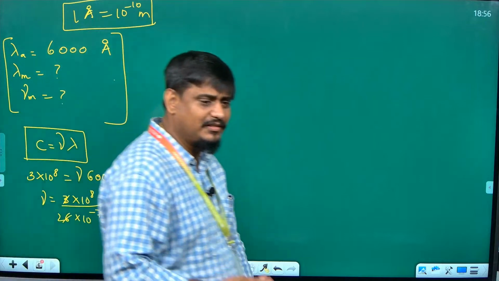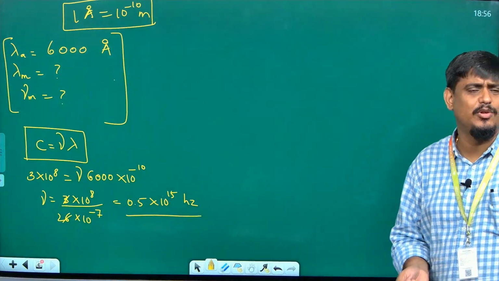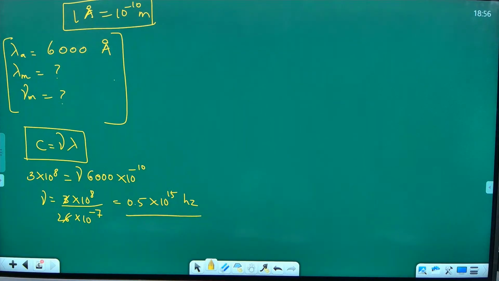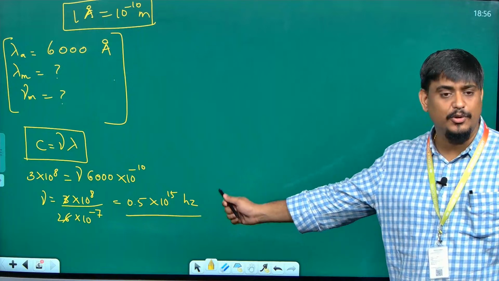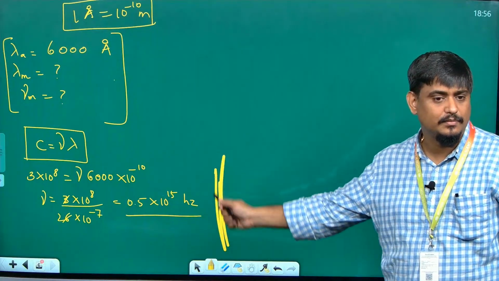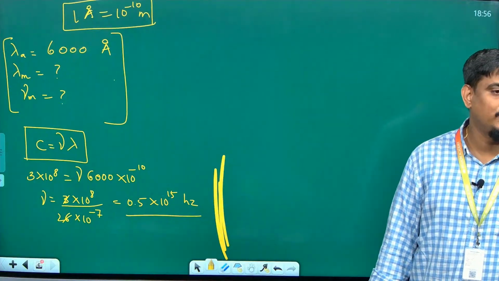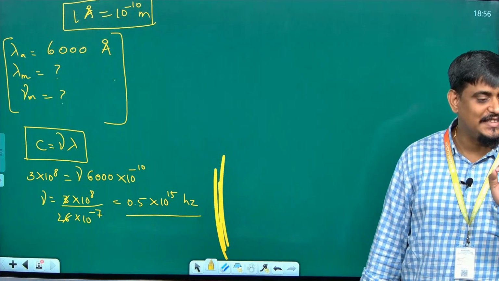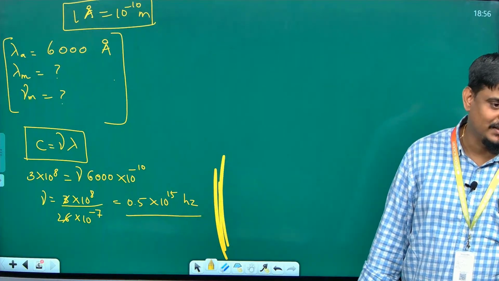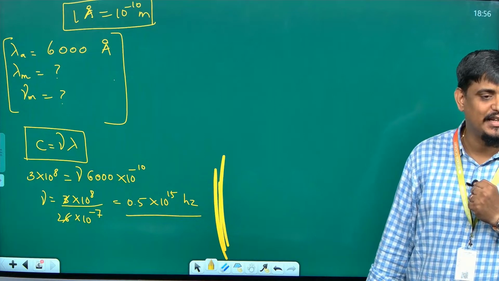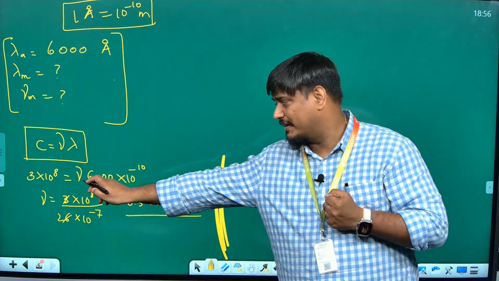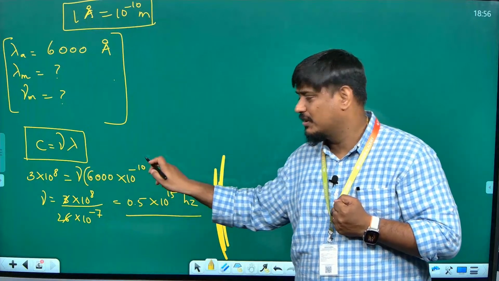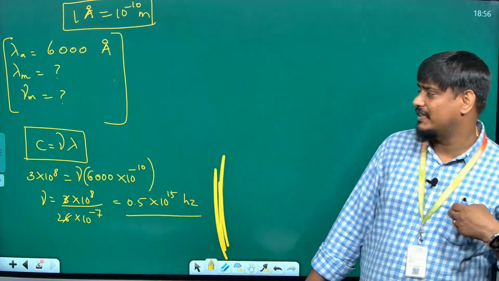Is it clear what I have done? Just use the basic formula: velocity is equal to frequency into wavelength. And velocity of the light in air is known to you. Easily you can get the answer. Is this step clear to you or any problem in this step? I have used the formula velocity is equal to frequency into wavelength. Velocity of light in air is 3 into 10 to the power 8. Frequency we want to find. And wavelength is 6000 Armstrong. Preetham, got the answer for this?